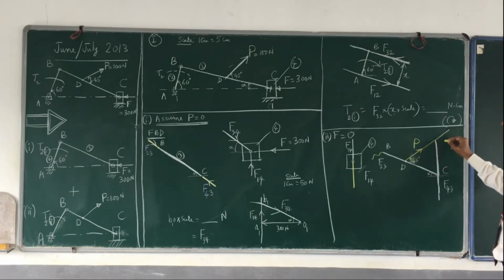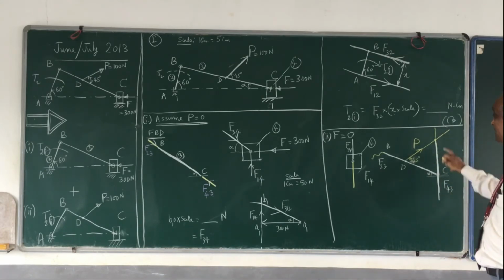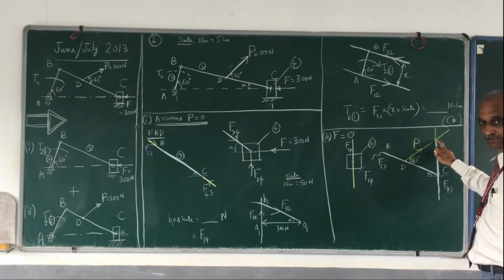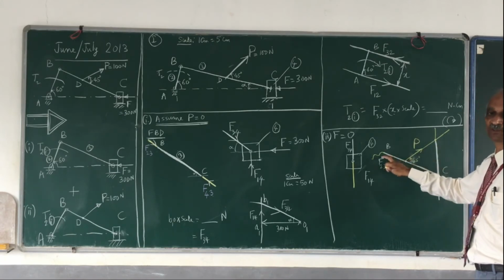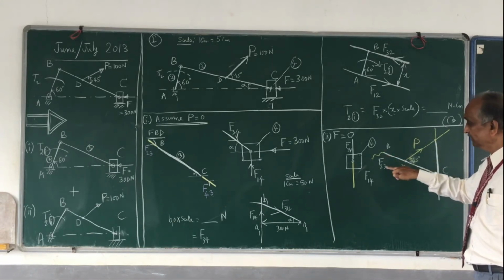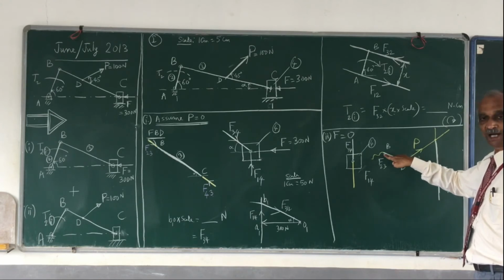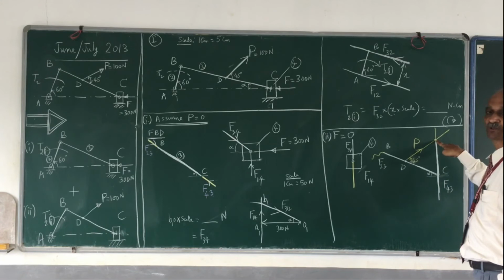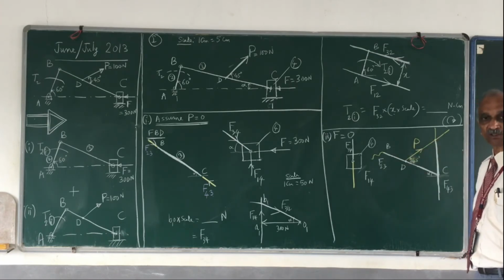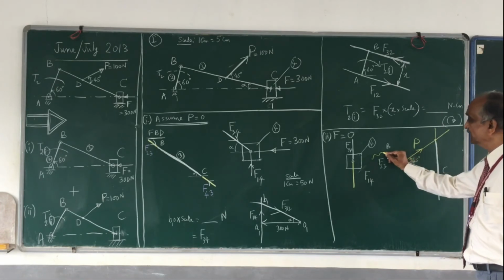I just extend it and I just extend this. This is the common point of P and F43. And this must be the common point of the force F23 also. What is the meaning of that? F23 has to pass through this point B and it also must pass through this point because this is the common point of F23 also. Therefore, join this point and this point.